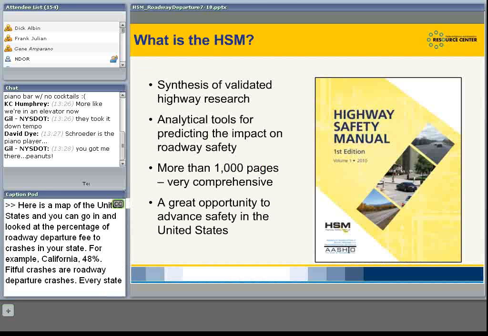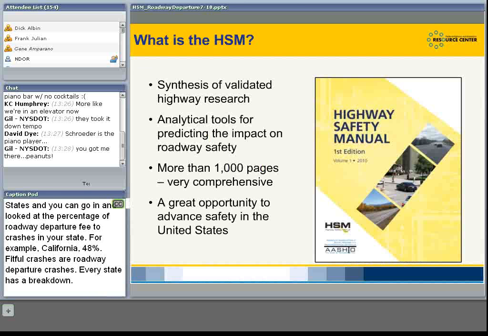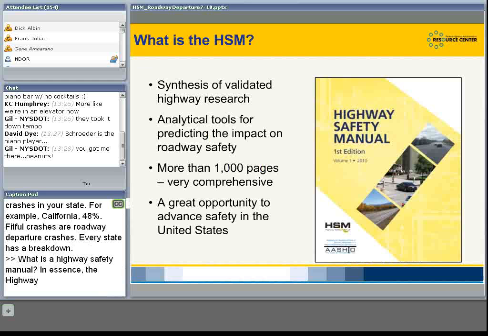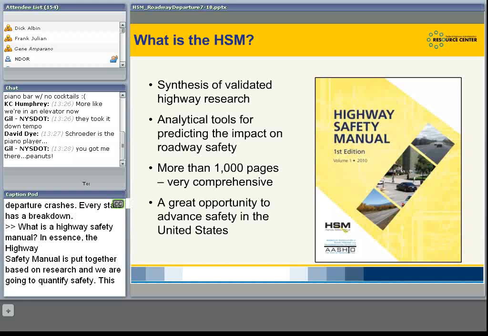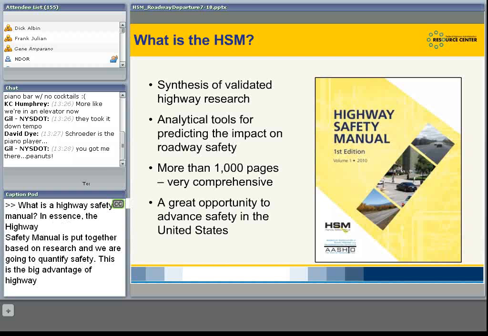Now, what is the Highway Safety Manual? Well, in essence, the Highway Safety Manual has been put together so we can, based on research, quantify safety. This is the big advantage of the Highway Safety Manual. It's a synthesis of validated highway research.